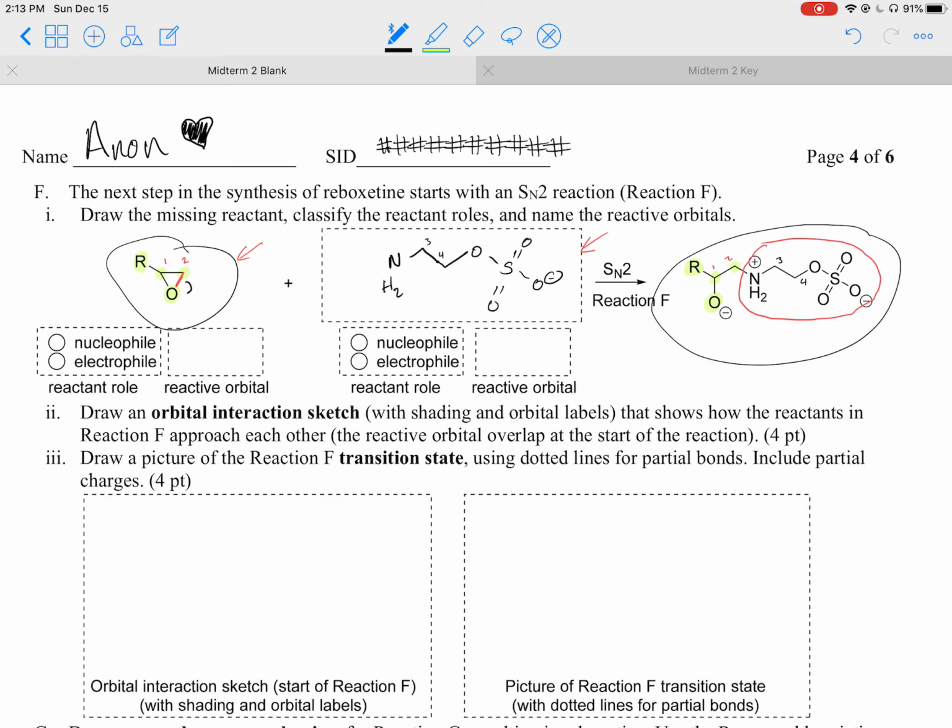this bond is breaking and it's going onto the oxygen. How do we know that? Because this oxygen ends up with a negative charge at the end. So the reactive orbital is sigma star CO here because the sigma bond is breaking. That's why it's a sigma star, and it's between carbon and oxygen. So that's that. It's SN2, so there's not going to be an intermediate, but we know that that carbon would have a plus charge, which is why we know that the lone pair on the nitrogen is what is attacking that carbon.